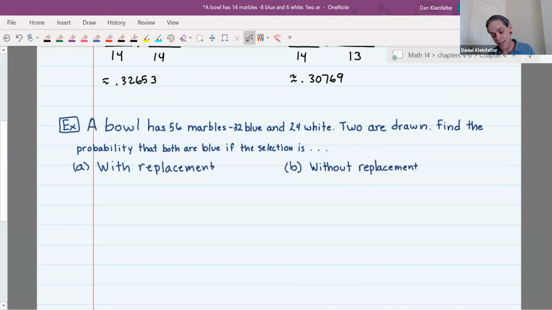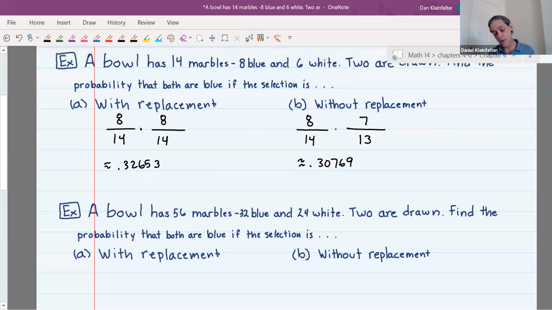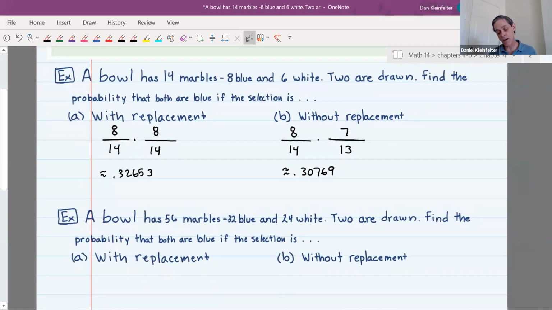Okay, so to compare now, we have a bowl with 56 marbles in it. 32 are blue and 24 are white. One thing that you'll notice between the two scenarios is that the proportions of the different colors are the same. What I did in constructing the example was basically just multiply the number of marbles by 4. Originally, we had 6 white, now we have 24 white. 6 times 4 is 24.